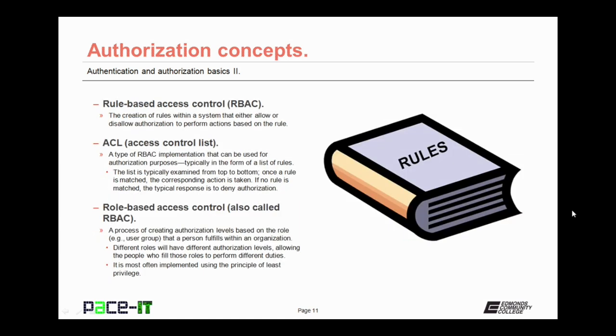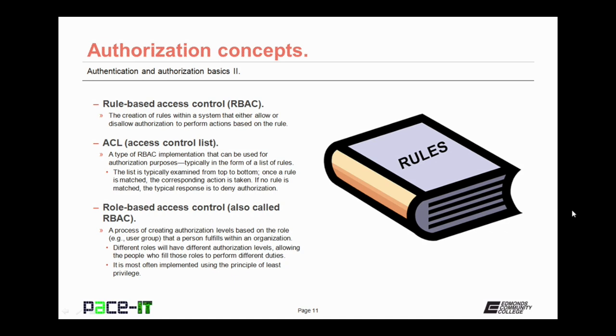Rule-based access control, or RBAC, may be used by authorization systems. Rule-based access control is the creation of rules within a system that either allow or disallow authorization to perform actions based on the rule. The ACL, or access control list, tends to be a type of rule-based access control, and it is used for authorization purposes. Typically, it comes in the form of a list of rules. The list is typically examined from top to bottom. Once a rule is matched, the corresponding action is taken. If no rule is matched, the typical response is to deny authorization.